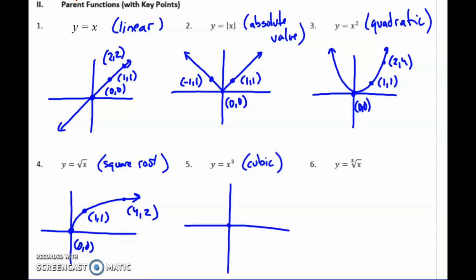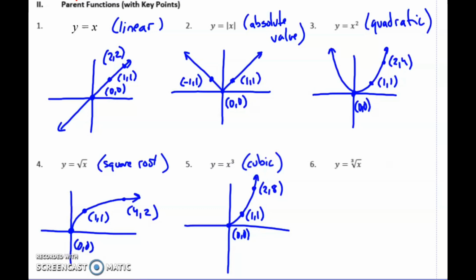So 0, 0, as you'll notice, is on most of these graphs. And then it's going to kind of look like this. Put in a 1. 1 cubed is 1. Put in a 2. You cube that, you get 8. So now what's interesting here is what happens when you cube a negative number.